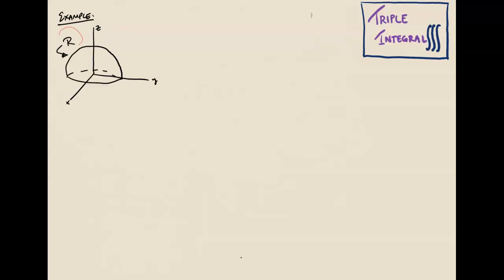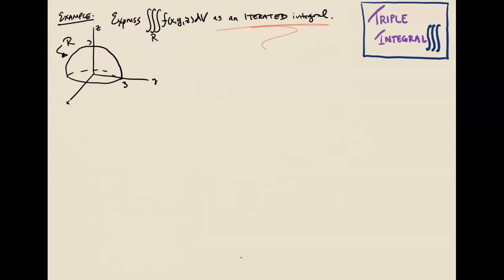For example, suppose our region is this hemisphere. And again, I mean the solid, the top half of this ball. And to be definite, let's say the radius is going to be 3. And suppose that we have some function of 3 variables, f of x, y, and z, and we want to integrate our function over this solid region. And our job is to express our triple integral as an iterated integral. How are we going to do that?